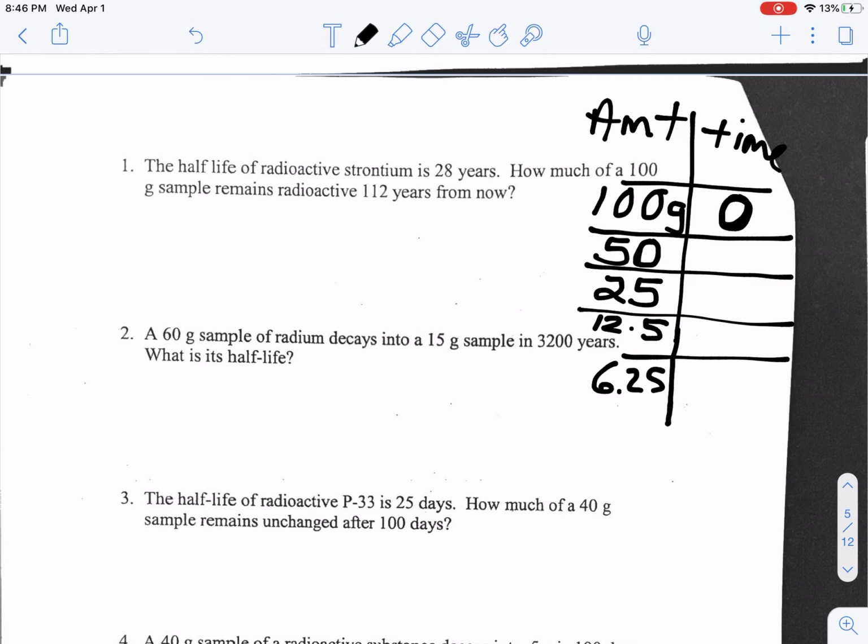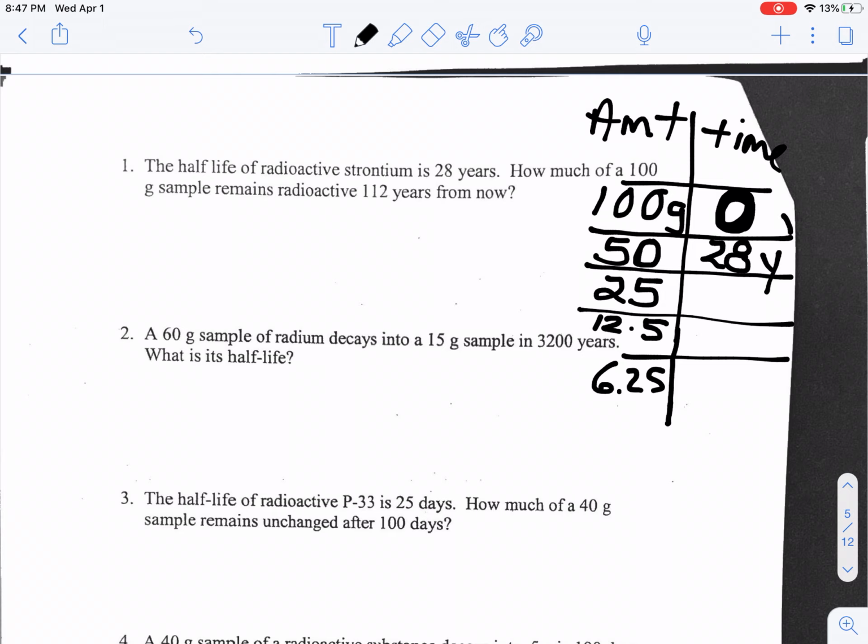On the time side then, 0 always goes in the first slot because this is always right now at time 0. So the half-life really is how much time has passed when half of your radioactive sample has decayed. So your half-life will always go in that second slot. On the time side, you are adding 28 years every slot.